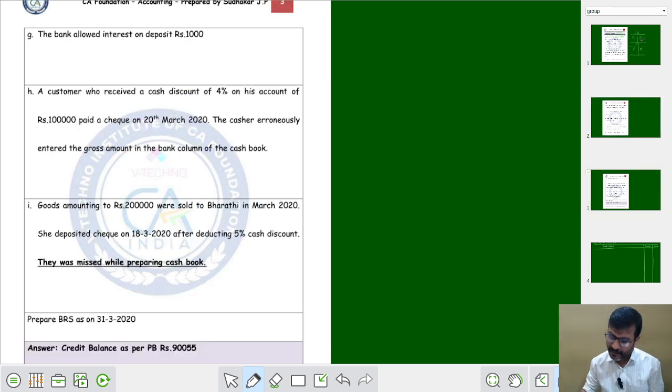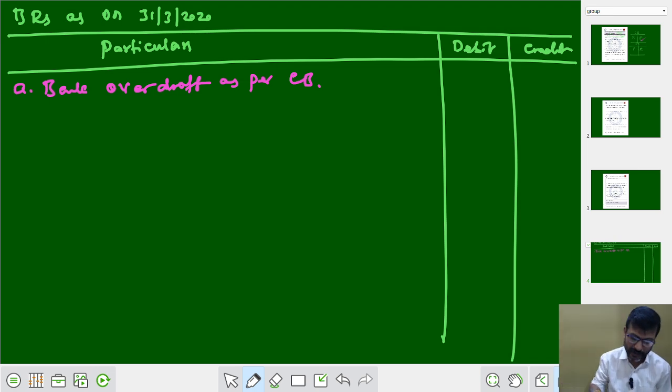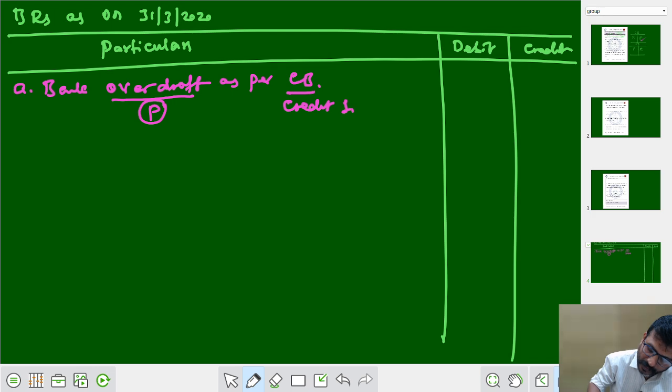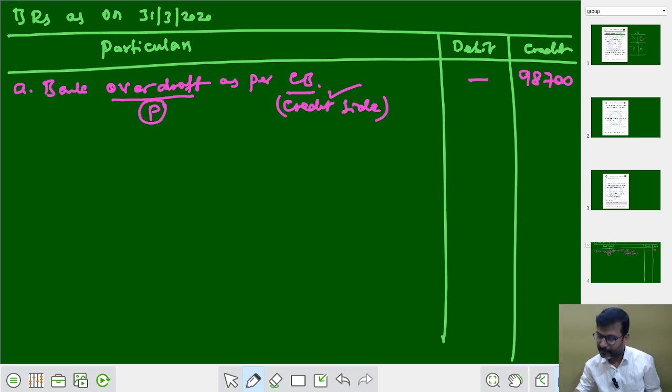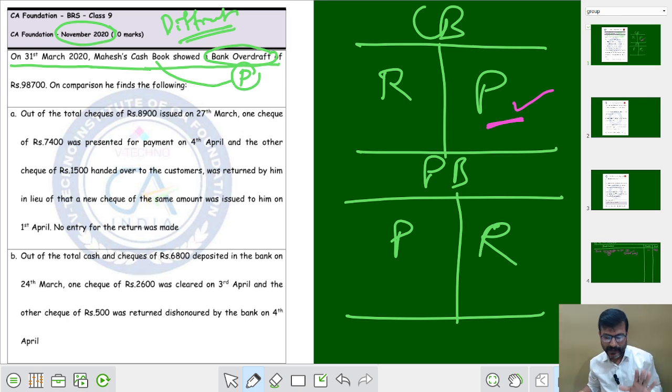So let us write the first point, that is A point: bank overdraft as per which book? Cash book. Overdraft means payment as per cash book. Payment as per cash book means it comes on what side? Credit side. So the first transaction, I have to take it on the credit side only, with an amount of rupees 98,700. See, my dear kids, the first transaction of this problem, again I am telling you, it's a difficult one.